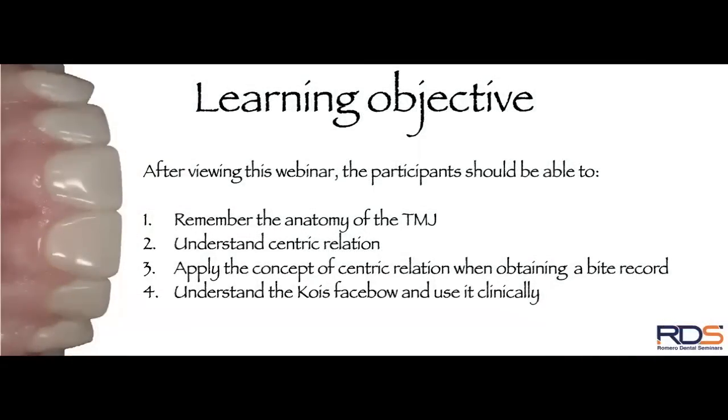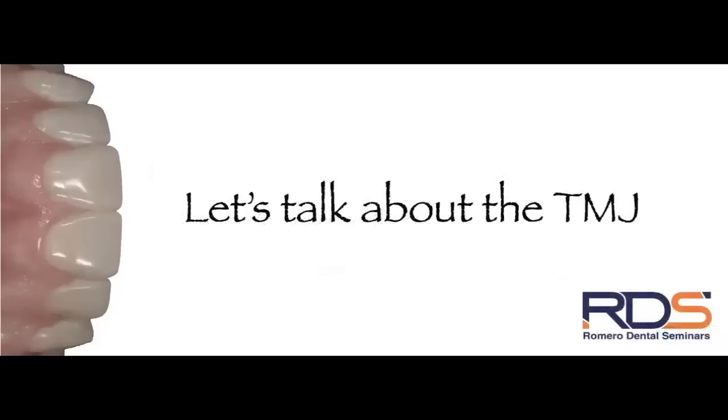Our learning objectives for today: after viewing this webinar, the participants should be able to, number 1, remember the anatomy of the TMJ. Number 2, understand centric relation. Number 3, apply the concepts of centric relation when obtaining a bite record. And number 4, understand the Coy's face bow and use it clinically. So let's get to it.